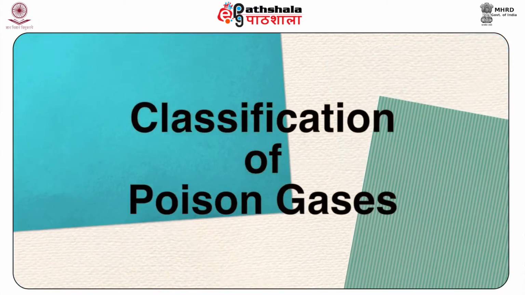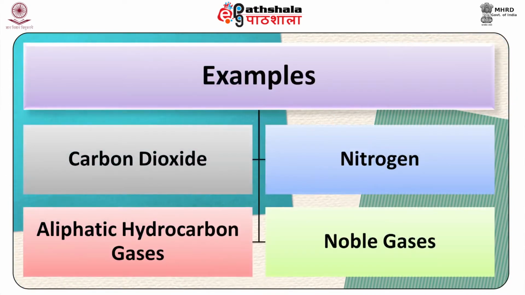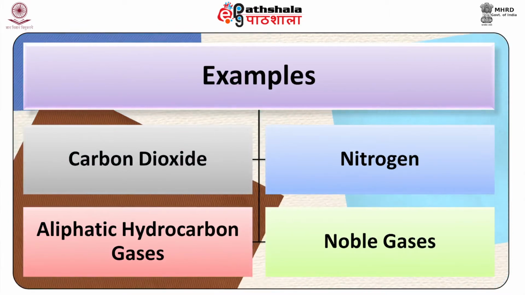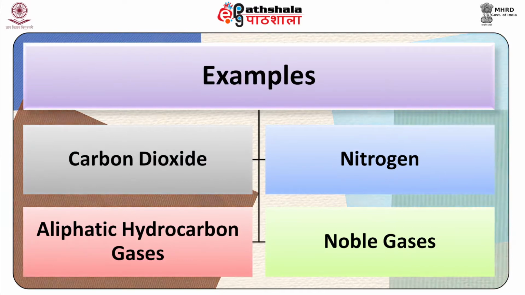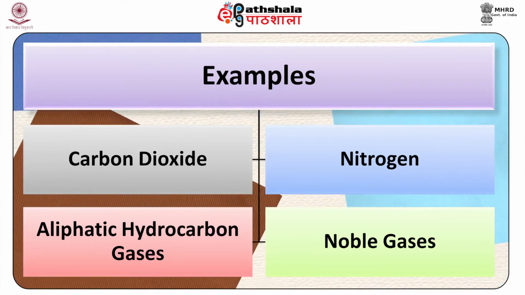Next is classification of poison gases. Poisonous gases or asphyxiants are classified as, first, simple asphyxiants. These gases displace oxygen from the ambient air and reduce the partial pressure of available oxygen. Examples include carbon dioxide, nitrogen, aliphatic hydrocarbon gases, that is butane, ethane, methane, and propane, and noble gases such as argon, helium, neon, radon, and xenon.